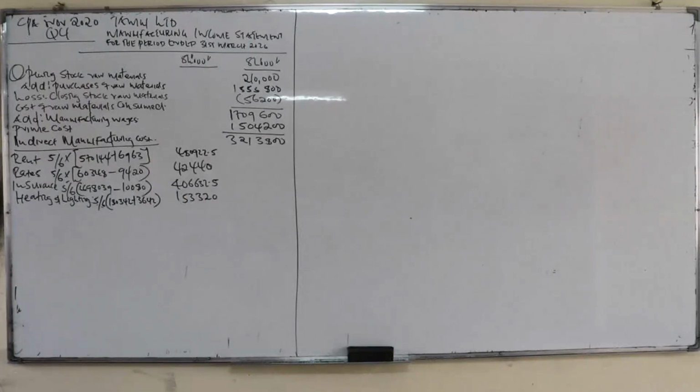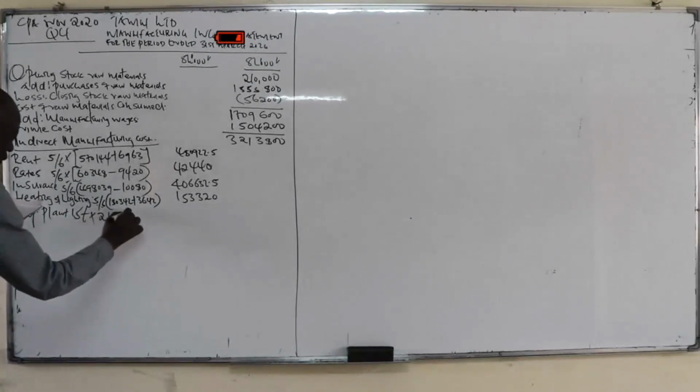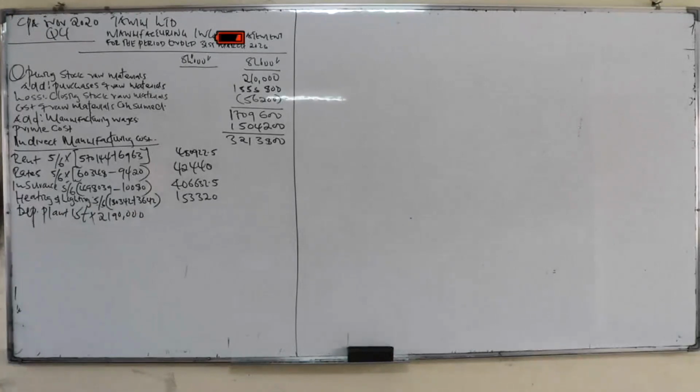So we go to depreciation. You have been told plant is a factory expense. Depreciation of plant is a factory expense. Even if you've not been told, depreciation of plant is always a manufacturing overhead. So we have depreciation of plant, which is 15% on cost. The cost of plant is how much? 90,000. Can you be able to see that figure? At the beginning of the question, we have plant and machinery, 90,000. 15% of that one is how much?